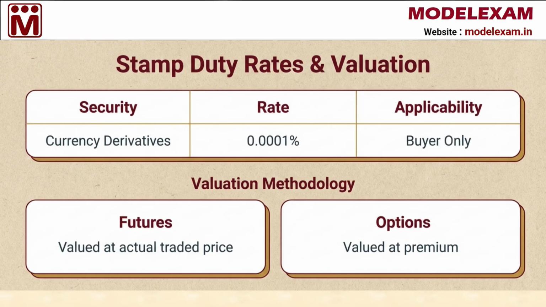To wrap everything up, let's look at the exact rates and how different contracts are valued for this purpose. The stamp duty rate for currency derivatives is very low at just 0.001%, and it is only paid by the buyer. When calculating this cost, a futures trade is valued at the actual price you traded at, while an options trade is valued based only on the premium amount.